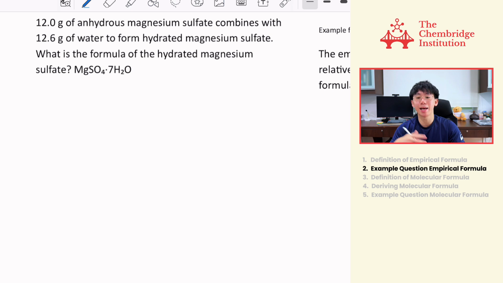Okay, let's take a look at another example. So here we have 12.0 grams of anhydrous magnesium sulfate, and then it combines with 12.6 grams of water to form hydrated magnesium sulfate, and they ask you to find the formula of the hydrated magnesium sulfate. And here I did give the answer already, but it's about how you arrive at this answer over here.